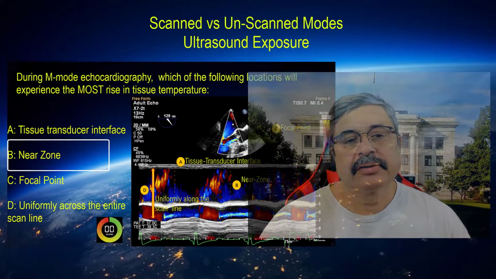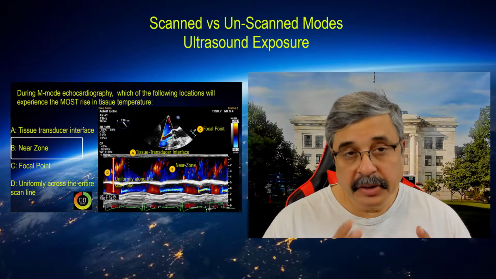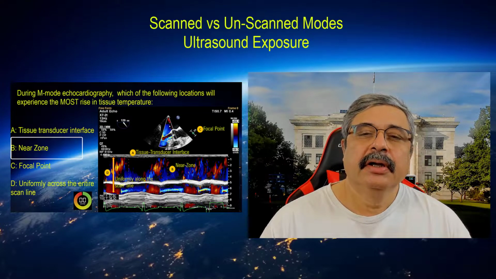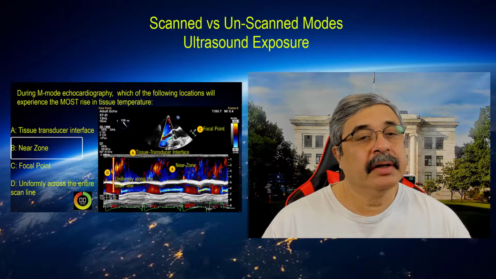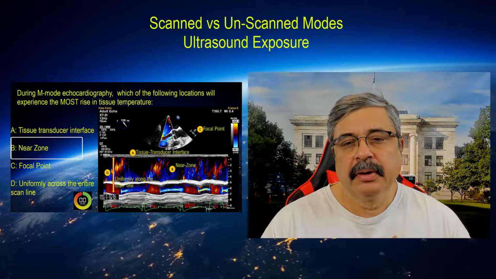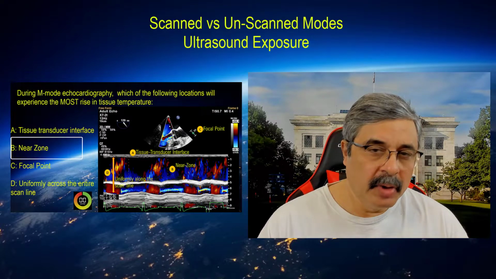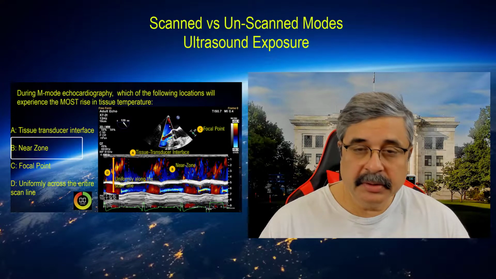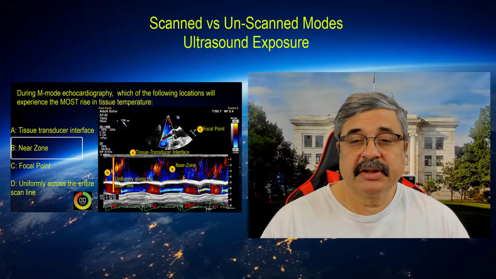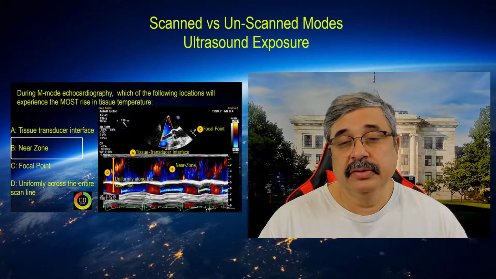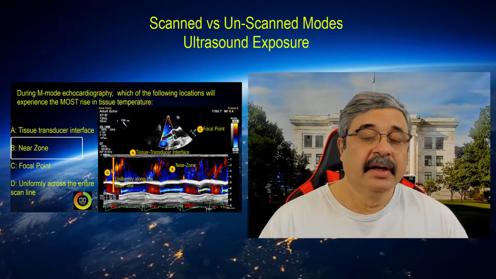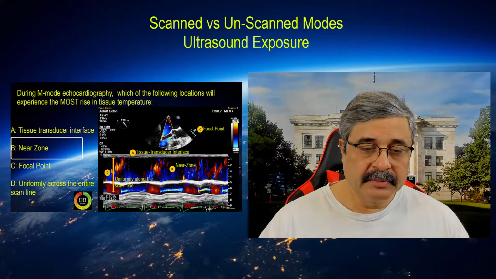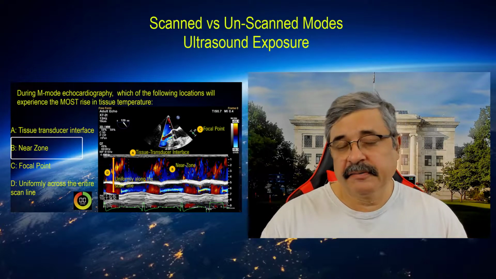So the correct answer to this question is choice B, that is near zone. Now when we are discussing ultrasound exposure, it is very important to keep in mind what mode of ultrasound we are talking about. There are unscanned modes such as M mode, the one in this question, or the spectral Doppler, or scan modes such as B-scan imaging that we use for visualizing tissues, as well as color flow Doppler imaging, in which the entire beam is visualizing a large surface area.